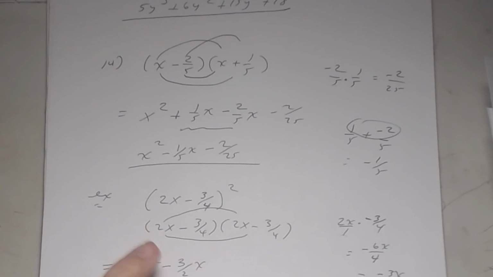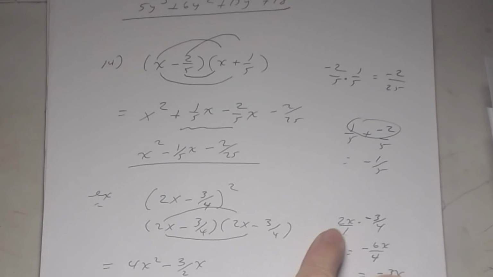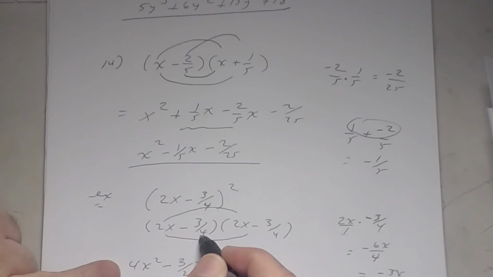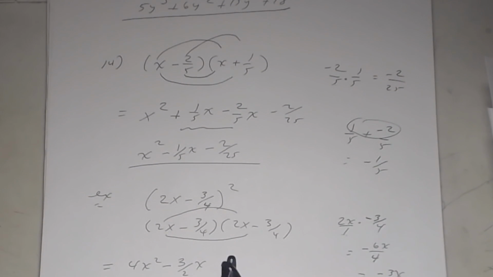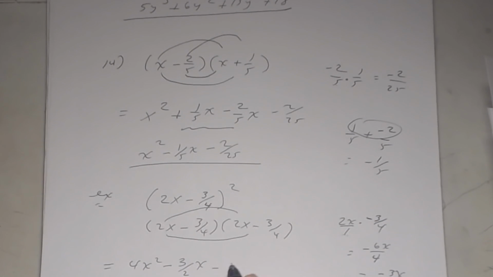Okay, so notice what you did. You said 2x times negative 3/4. You wrote 2x as 2x divided by 1. Then you multiplied the numerators together, multiplied the denominators together, and you reduced. 6 and 4, they have 2 in common. They're both divisible by 2. Now the inner, you're going to do the same thing. But here's what you've got to remember. The outer and the inner are going to be what? The same. So if you did this one correctly, then the inside term also has to be what?